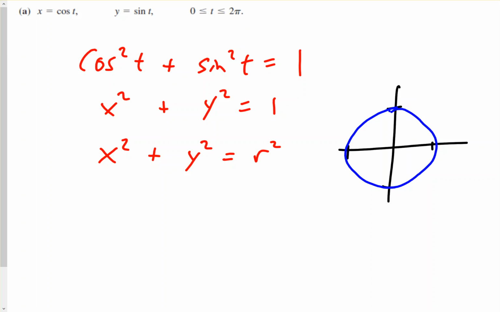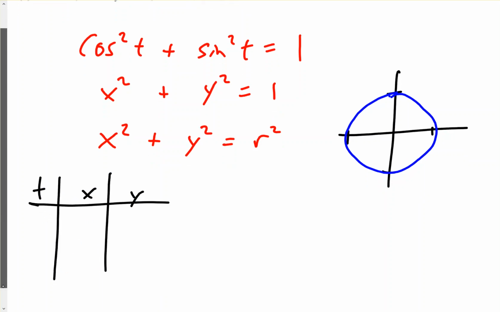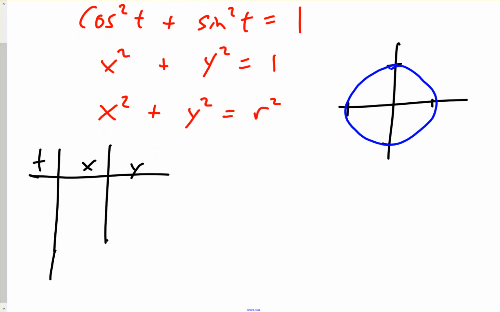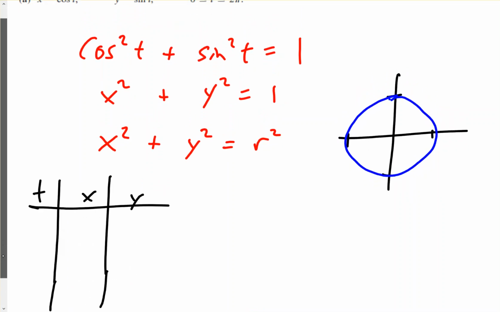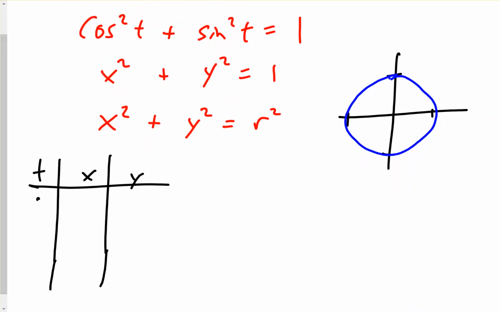Now to figure out the direction, obviously then we would make a table. So let's make a table. We have t, x, y. You want to pick your classic values here between 0 and 2 pi, that relate the sine and the cosine. So we would start with 0, pi over 2, pi, 3 pi over 2, and 2 pi.